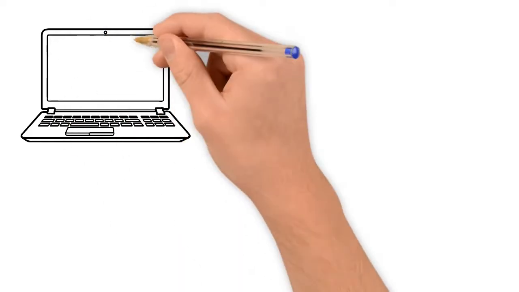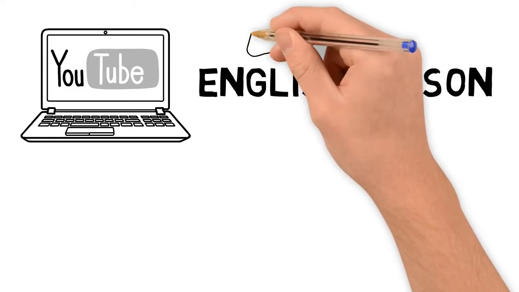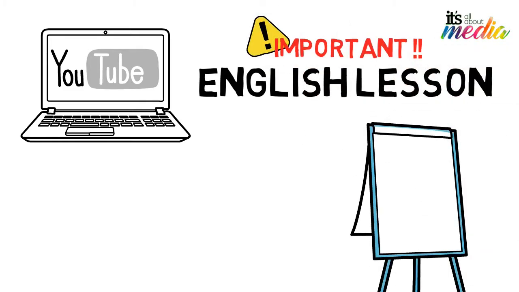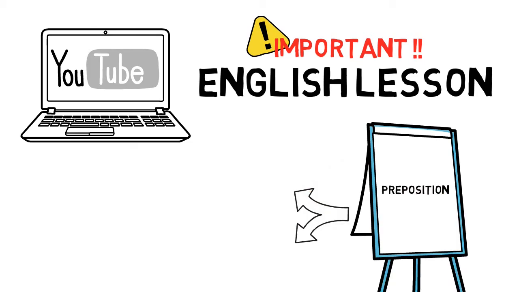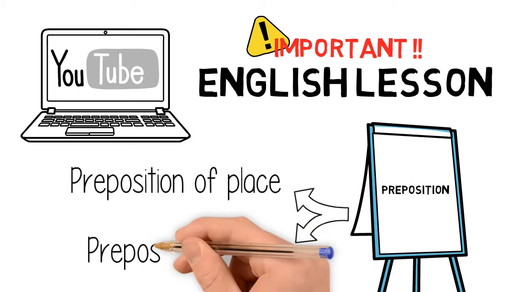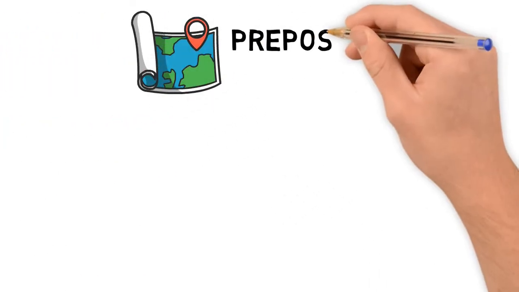Okay then, there is something I will share with you in this video. Of course, it's still about an English lesson, and of course, it's important for you to understand. Let's learn about prepositions. English has some types of prepositions. Two of them are the common preposition of place and preposition of time. Let's learn them in this video.